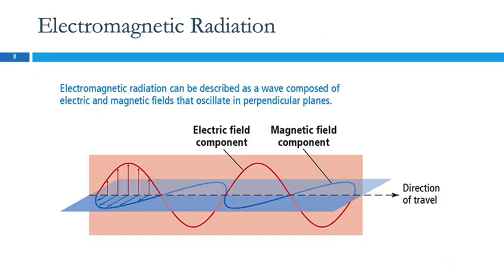So here's an illustration of what we mean by those oscillating waves. Here the electric field component is oscillating up and down in this plane as it's traveling over, and the magnetic field is at 90 degrees and is traveling in the same direction. If that doesn't make any sense, that's okay.